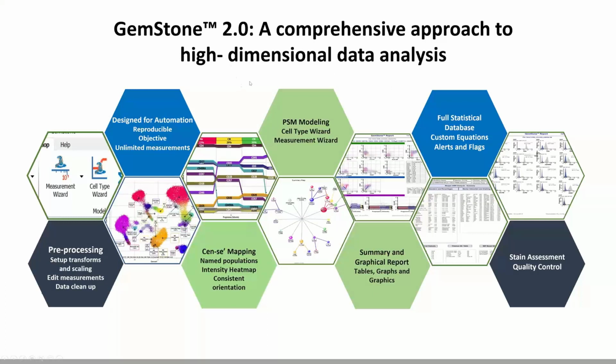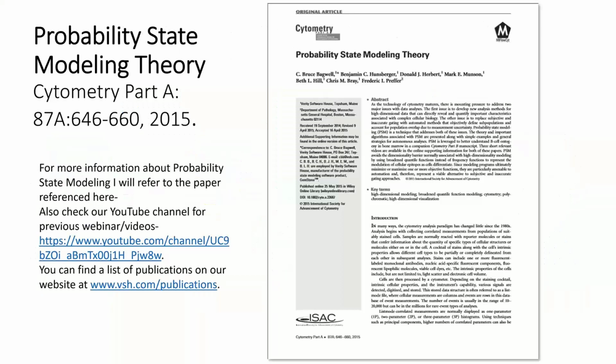Previous webinars have covered a general overview of GemStone and probability state modeling, building an analysis model, as well as cleanup strategies using TRICOM to enumerate unknowns and the Sensei dimension reduction algorithm. For those of you new to GemStone, it is a comprehensive approach to high-dimensional flow analyses, incorporating a variety of features in one automatable program.